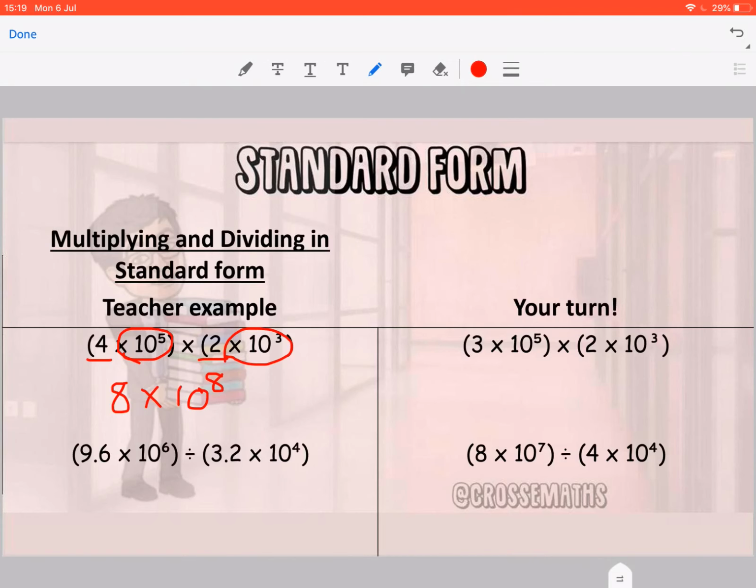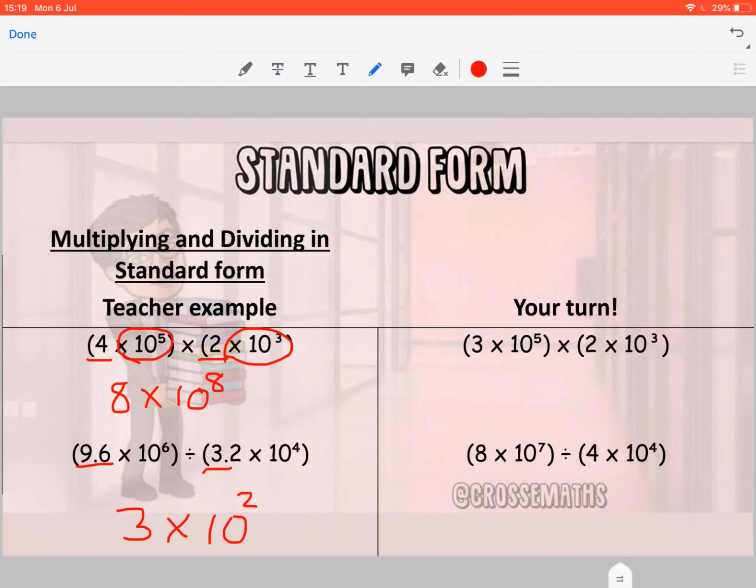It's similar with dividing. You divide your front numbers normally. 9.6 divided by 3.2 just gives you 3. With 10 to the power of 6 and 10 to the power of 4, you subtract the powers now, exactly the same as you would with indices. So 10 to the 6 and 10 to the 4 gives me 3 times 10 to the 2. Pause the video now, have a go at the ones on the right hand side, and make sure you write your examples down and write any notes that need to go with them.